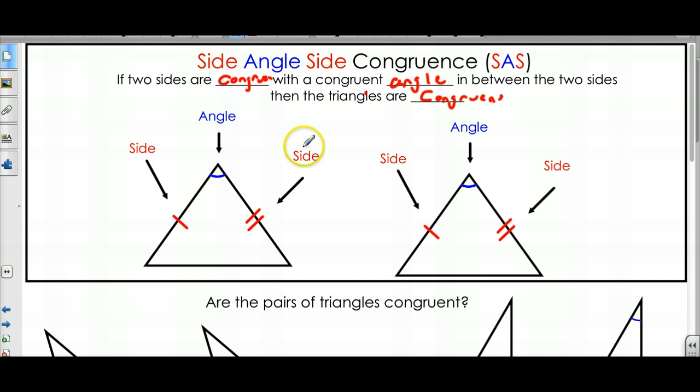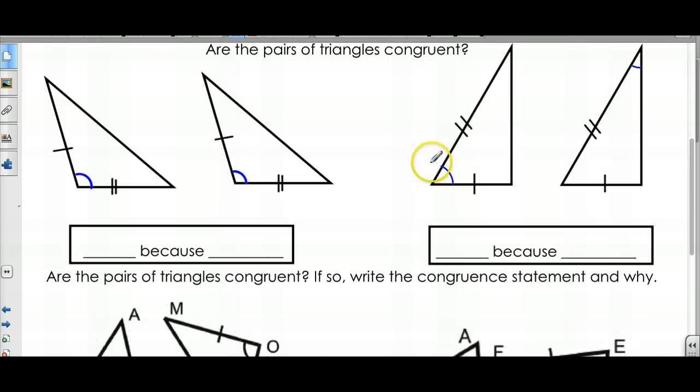So if I could show that I have side angle side and side angle side in two triangles, then they are congruent. So can I prove that either of these two triangles are congruent? Let's look at this one. Well, let's see. I have a side that's congruent to this side. I have another side that's congruent to this side. And there's an angle in between these two congruent sides that's congruent. So this would be called side angle side, right? So yes, these two triangles are congruent because of side angle side.